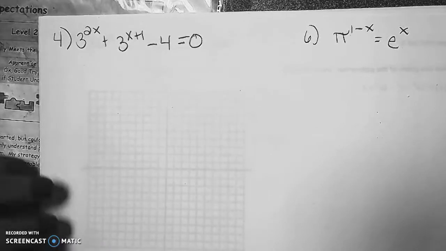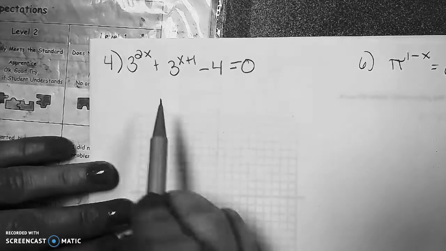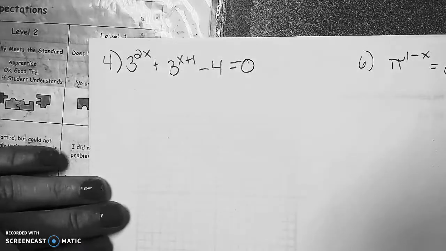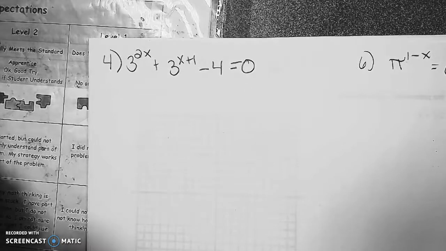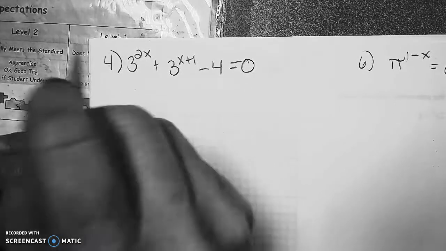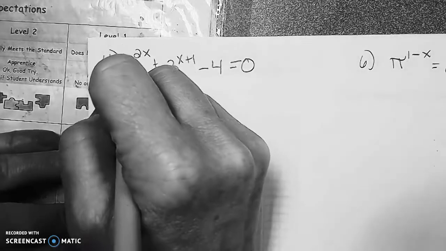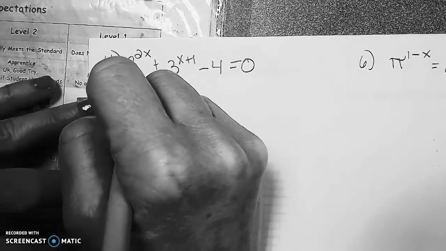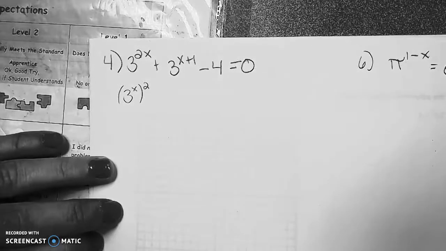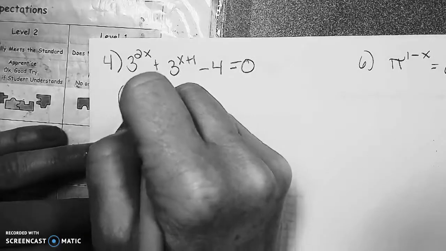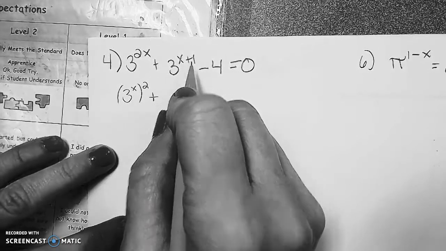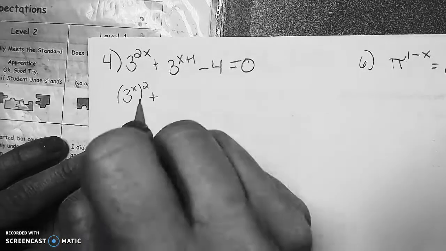One of the hints I see in number 4 is it has 3 terms, and it's set equal to 0. So that tells me I may want to try factoring, but before I do that, I want to manipulate this a little bit. So 3 to the 2x could be written as 3 to the x quantity squared, because power to a power I multiply. And then for this middle term, I see 3 to the quantity x plus 1, so I think about how did I get that?